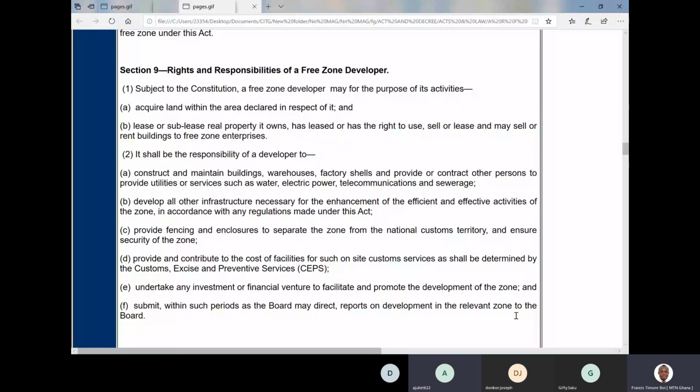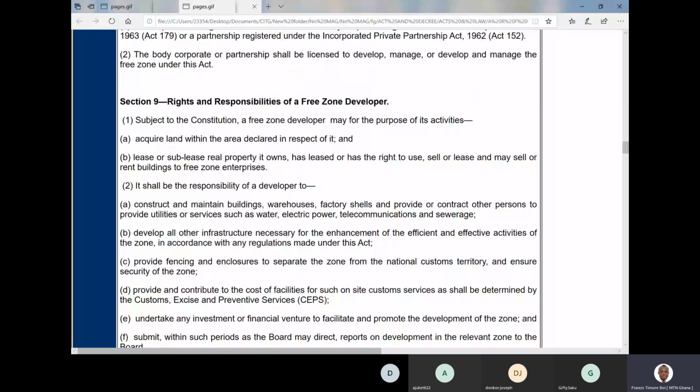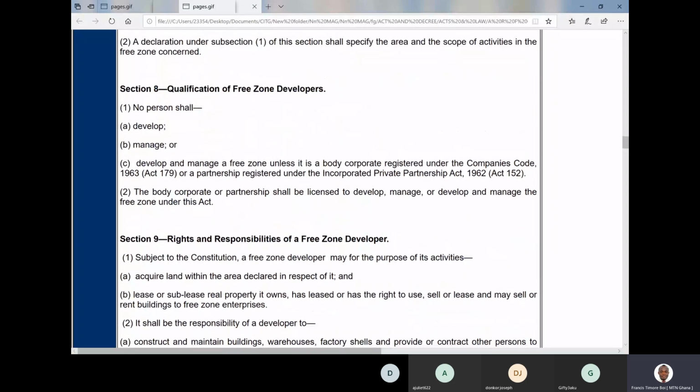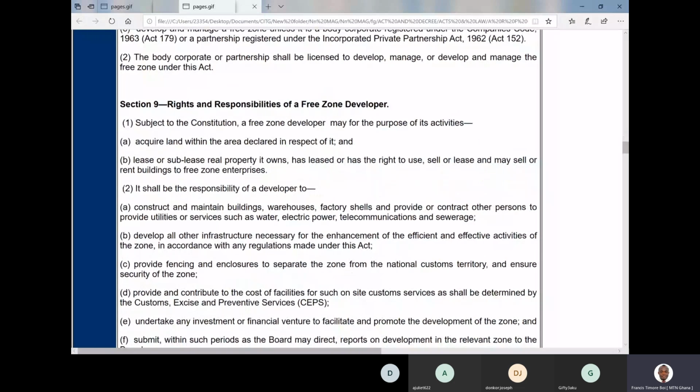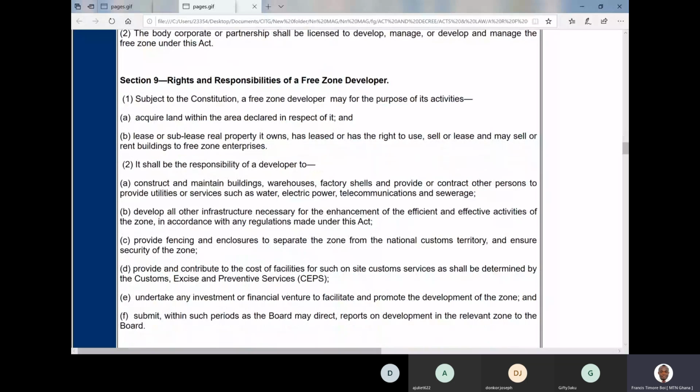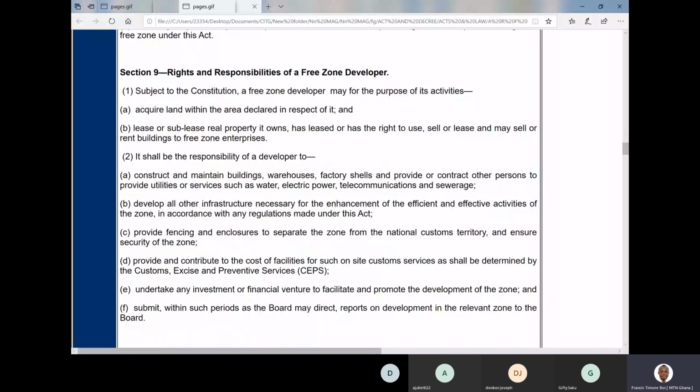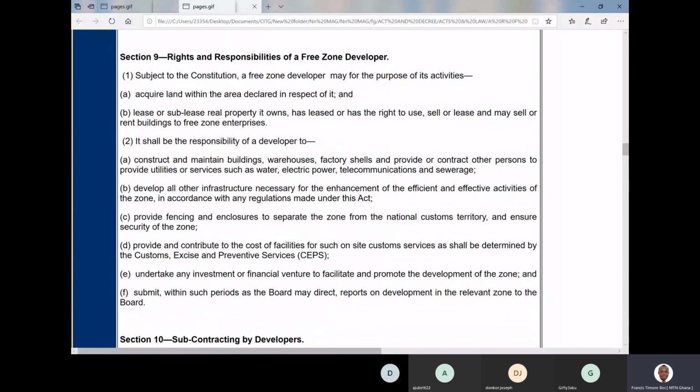Okay, so last week we looked at the whole architecture. We said that there's a free zone, an area declared as a free zone. Then we have a developer. Then we have an enterprise. So in this particular instance, we are looking at the role of the developer, and we are saying that he is capable of acquiring land in any area that has been declared.